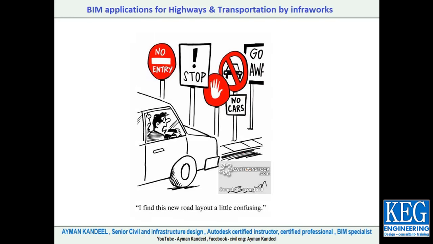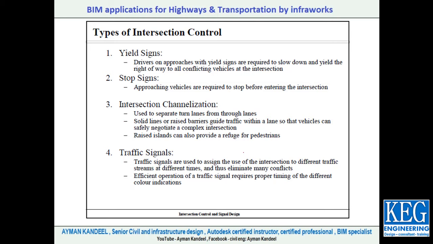Here are some figures showing some signs, but our drivers just see the sign without following the instruction. So here is no entry, stop, wait, don't enter, and so on, and he's still driving. So what are the main types of intersection from the point of view of control? The first type of control is the yield sign. In this case, drivers on approach with a yield sign are required to slow down and yield the right-of-way to the conflicting vehicles at the intersection.